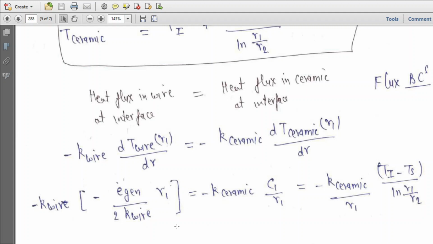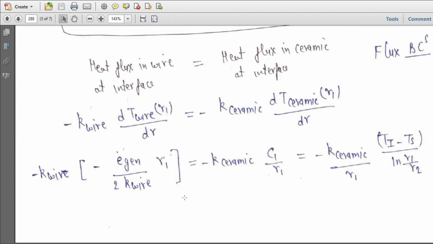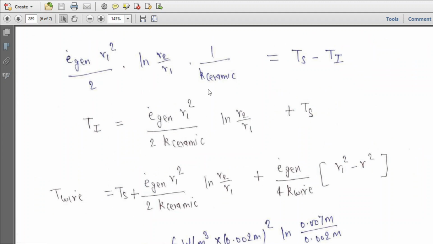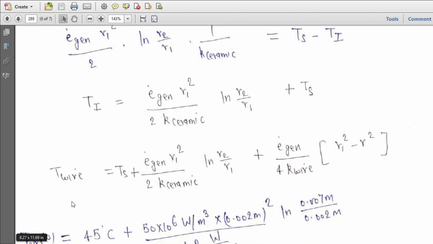By solving this, we get the expression for Ti. The interface temperature is E dot generation R1 square upon 2 K ceramic times ln R2 upon R1 plus Ts. Here every parameter is known to us, so we can calculate the interface temperature. Once we know the expression of interface temperature, we can calculate T wire.